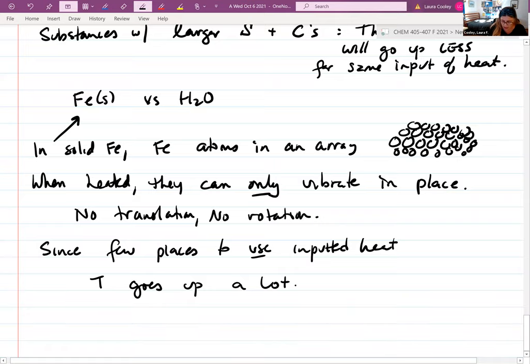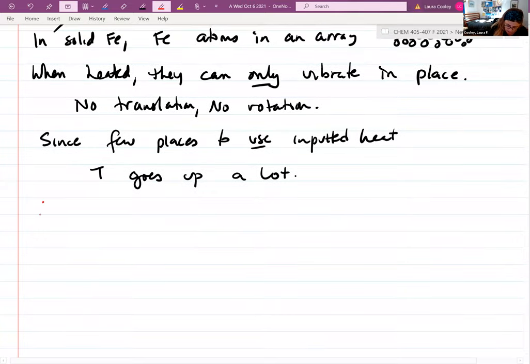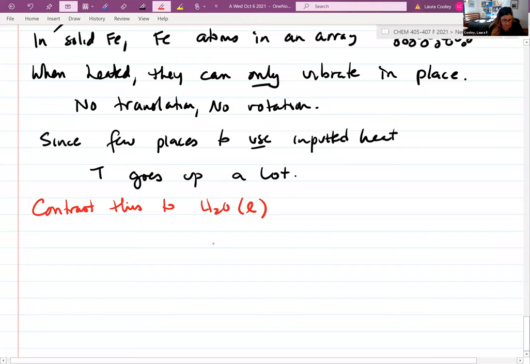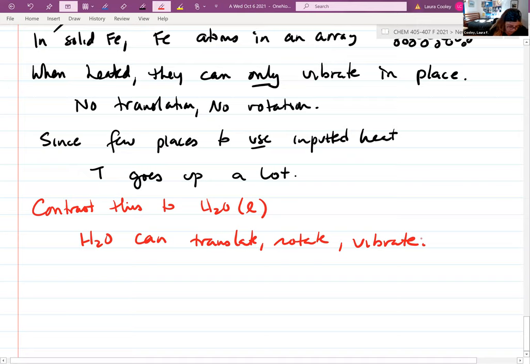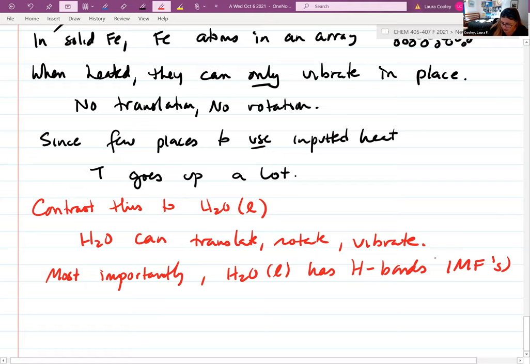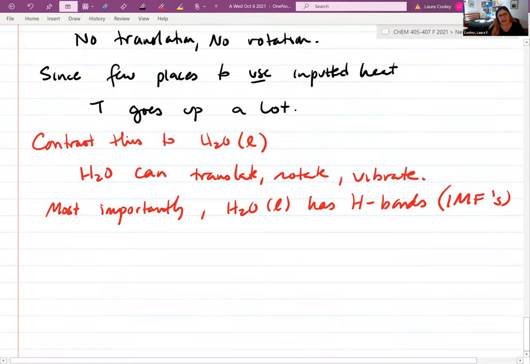And this is a big contrast to water. So I'm going to contrast this to liquid water. First of all, water can translate, rotate, vibrate, and that takes up a smallish amount of heat. But most importantly, what does water have that the iron sample doesn't have? Liquid water has hydrogen bonds, these intermolecular forces.